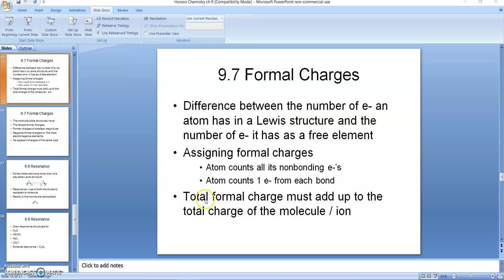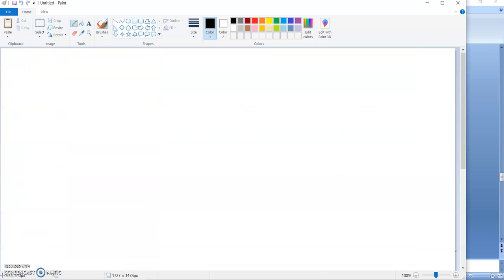I'll do an example in just a moment, but notice this last point on this slide anyway. The total formal charge of the compound has to add up to the total charge on the compound. So if it's a neutral molecule, whatever number of formal charges you have, they better cancel out to 0. If you're doing it with a carbonate ion, which has a -2 charge, your formal charges need to add up to -2.